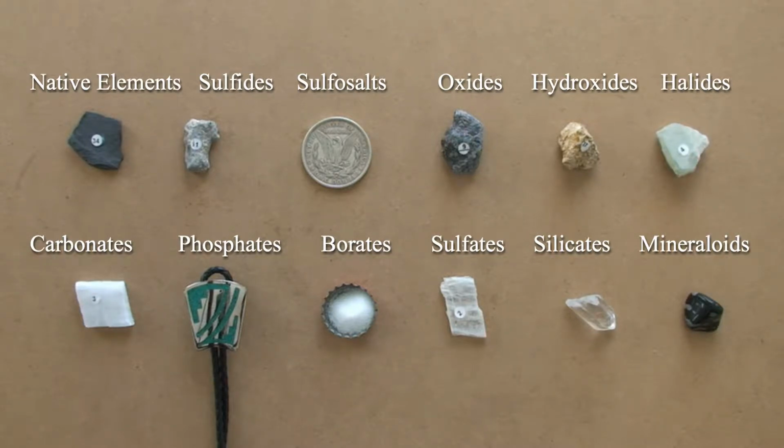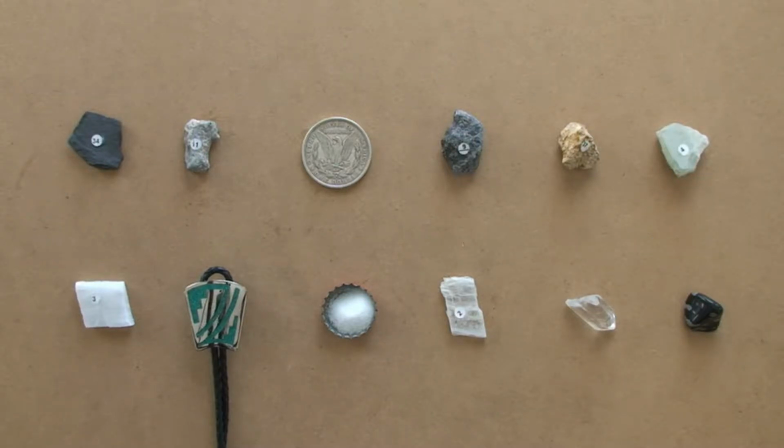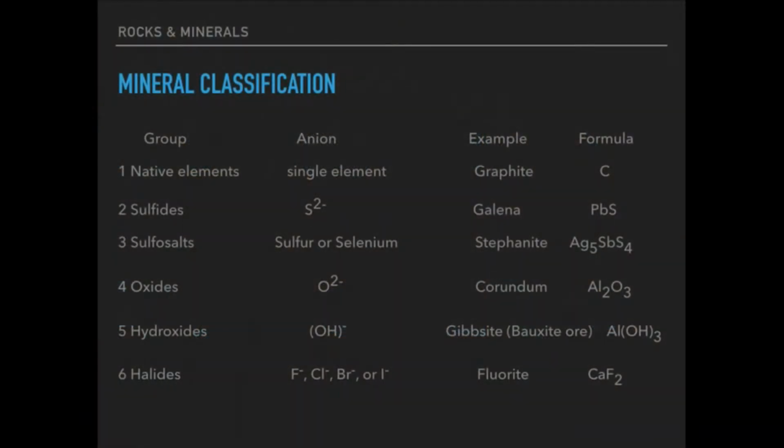So let's just talk about these right now. We'll start with the first row. So the first row is native elements, and these are single elements. There's only one element in the whole thing. And I have one example for each group. And I'll point out that they've grouped them by the chemical composition, and specifically by the kind of anion there is.